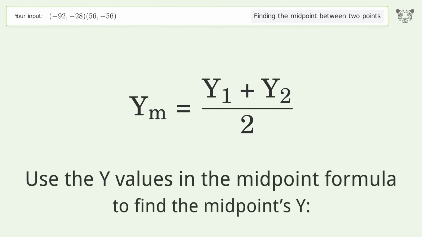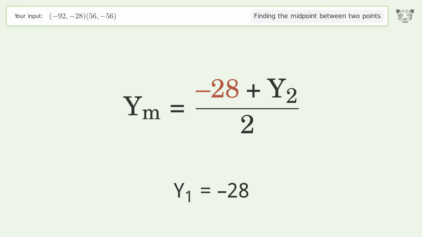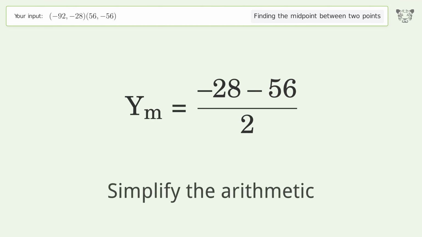Use the y values in the midpoint formula to find the midpoint's y. y1 equals -28. y2 equals -56. Simplify the arithmetic.